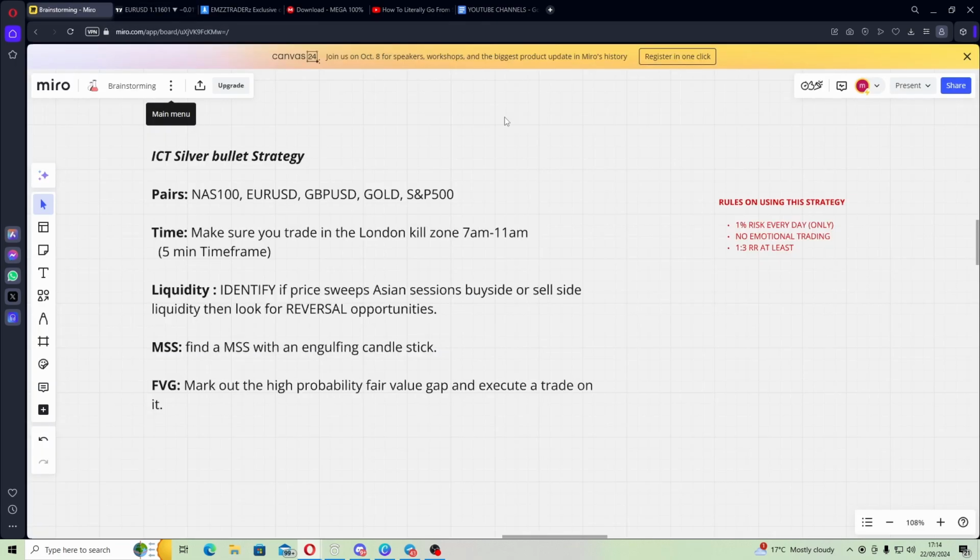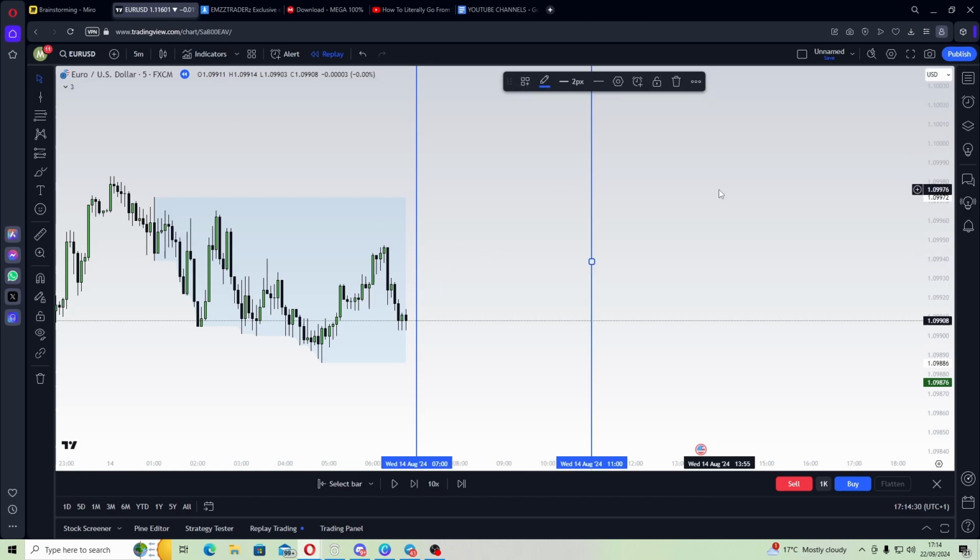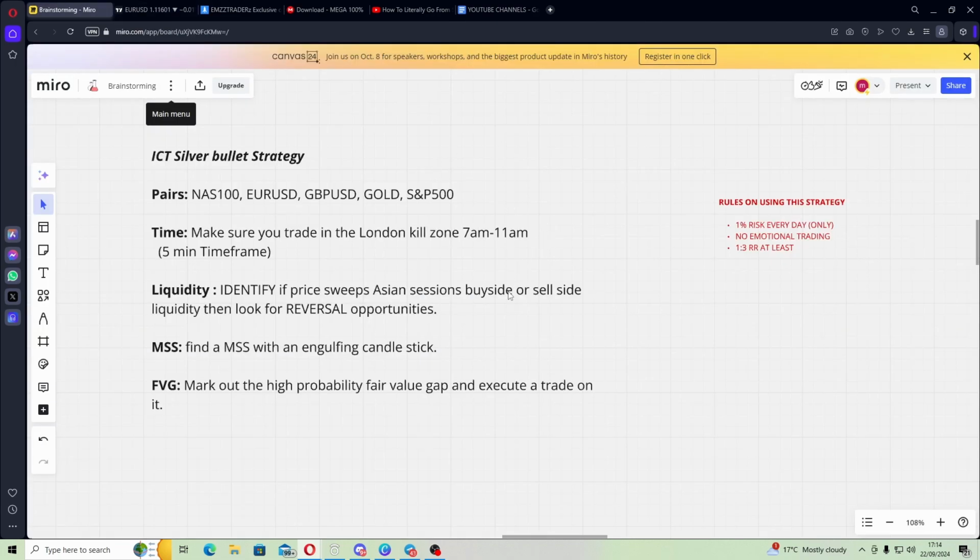Okay, so the time frame is going to be the 5 minute time frame, and we're going to be trading within the 7 a.m. to 11 a.m. London kill zone. So I'm going to be marking this out from 7 right here to 11. This is the only time we're going to be trading, because this is the time where the market is the most volatile. So I want you to keep listening and keep watching.